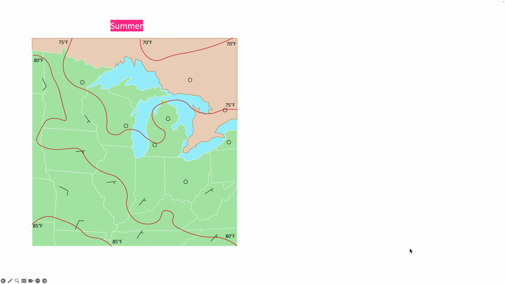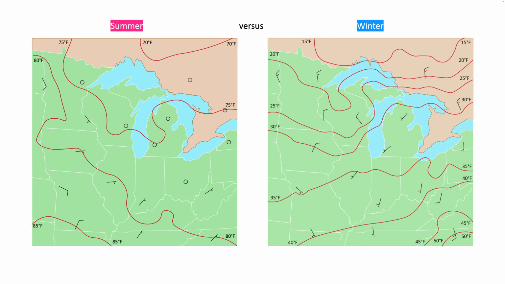Okay, last slide. This is basically comparing our patterns in summer versus winter. Before I go through it, and there's not much here, just remind yourself that these red curved lines are isotherms, and we have some stations plotted on our maps in this northeast quarter of the United States. In summer, you'll see temperatures varying from 70 degrees in the far north to 85 degrees in the southwest. You'll note that our winds are pretty weak on this map, and we have a number of open circles. Remember that open circles mean that the winds are calm.